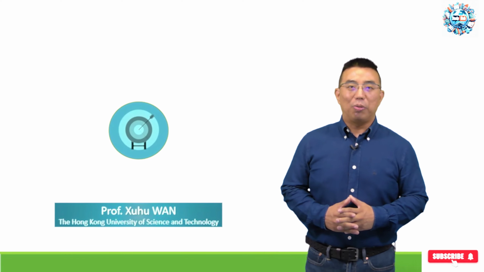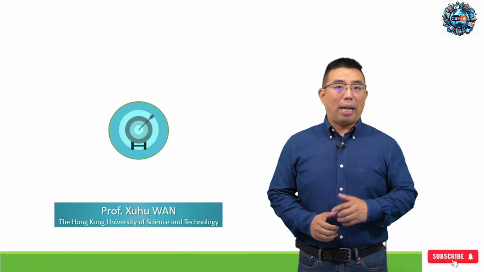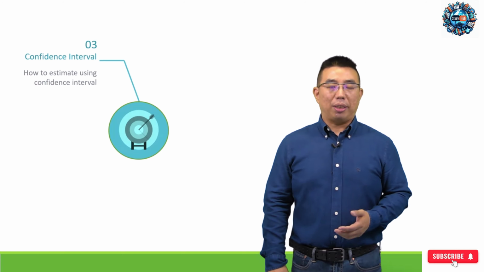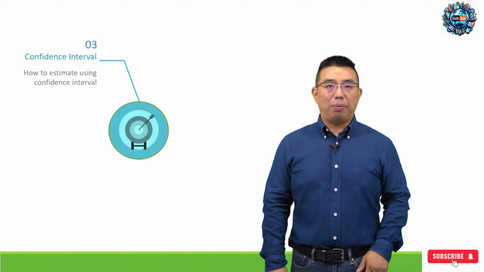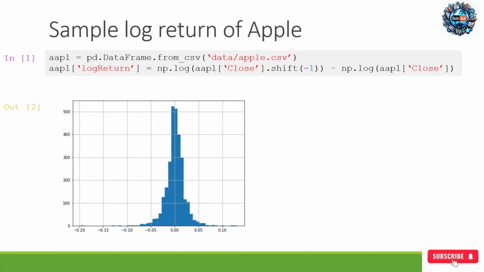In this video, we will explore how to estimate the average return using a confidence interval. Here is a sample of the log return of a stock price of Apple. We can get the average return in this sample. We can use the sample mean to estimate the real average return, which is the population mean in our example. We want to do more about estimation.